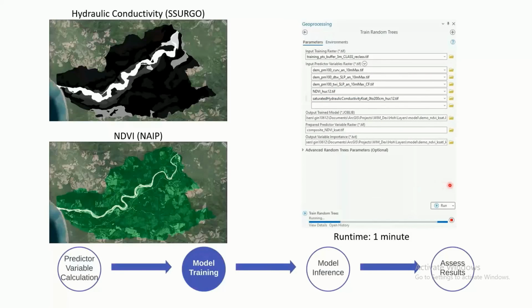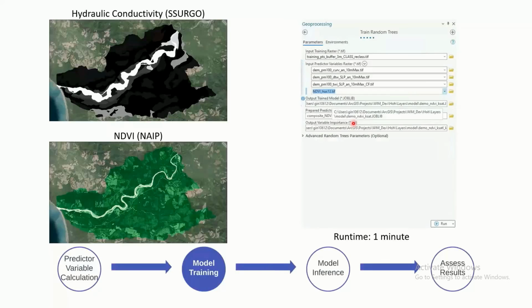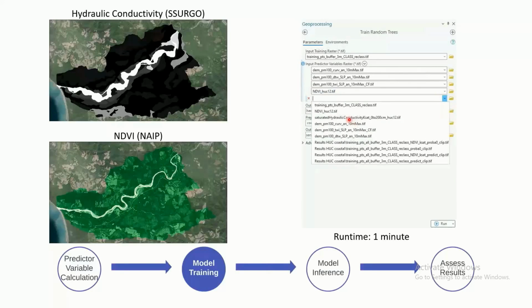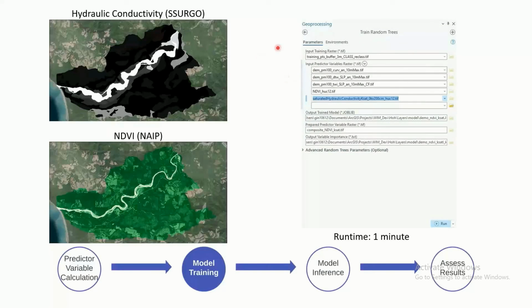We're going to rerun train random trees. It's going to generate a new train model, a new variable importance measure. And this took about 1 minute to run. So that runtime, it's a pretty quick turnaround, and that can change depending on how high resolution your DEM is, how many predictor variables you use, how big your training raster is.